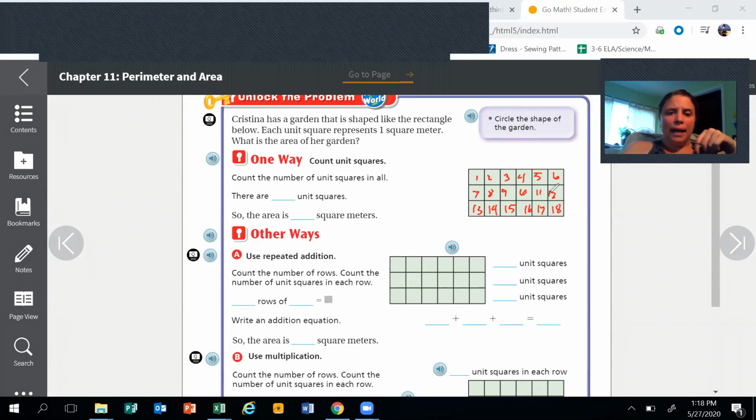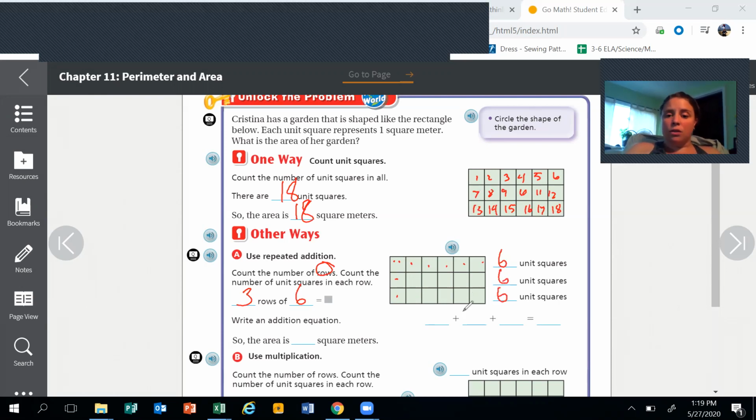So when I counted them, I got 18 unit squares. So the area is 18 square meters. Now there's another way to do it that doesn't take as long, because sometimes the areas we need to measure is just a lot of squares to count. So what we can do is we can count the number of rows. That's a row, right? 1, 2, 3. 3 rows of, how many are in a row? 1, 2, 3, 4, 5, 6. 3 rows of 6. So here we have 6, here we have 6, and here we have 6.